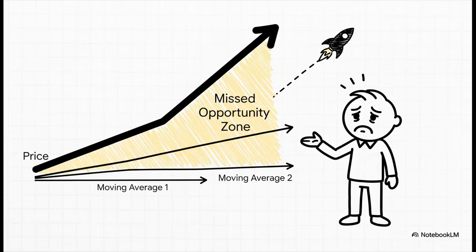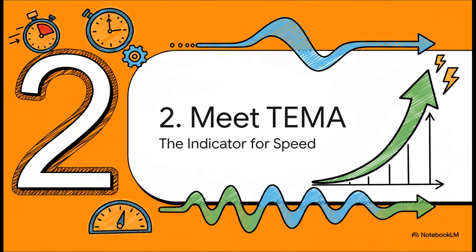And this really gets to the heart of it. You know, traditional moving averages, they're always looking in the rearview mirror. They're built using past price data, so by their very nature, they can't help but lag behind what's happening right now. And that little delay, well, it can be the difference between a fantastic entry and feeling like you're just chasing the price. So, how do we fix this? How do we get ahead of the curve? Well, let's meet the solution.